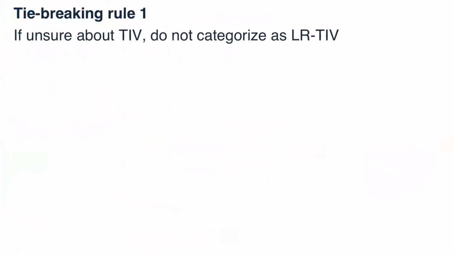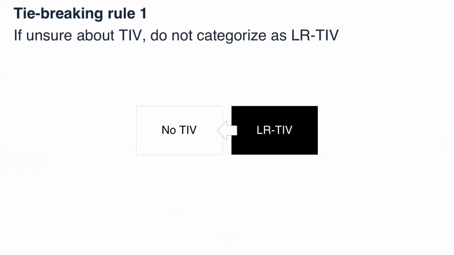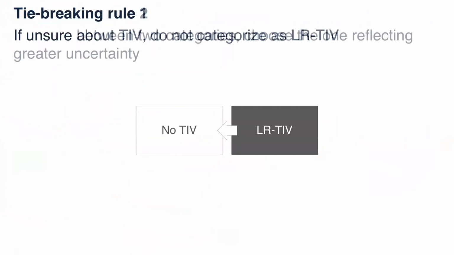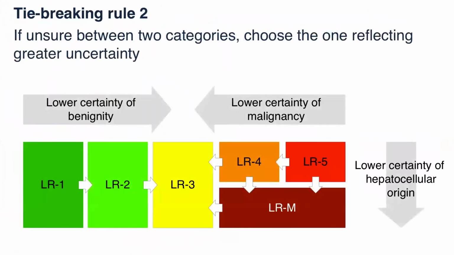So what about if after all of that, you're not sure, is it a 2 or a 3, is it a 4 or 5, then you apply the tie-breaking rules. So if unsure about the presence of tumor in vein, do not categorize as tumor in vein. So if you're not sure whether it's a tumor in vein or not, don't call it. Similarly, if you're unsure between two categories, choose the one reflecting greater uncertainty. So if you're not sure between a 1 and a 2, choose a 2. If you're not sure between a 2 and a 3, choose a 3.